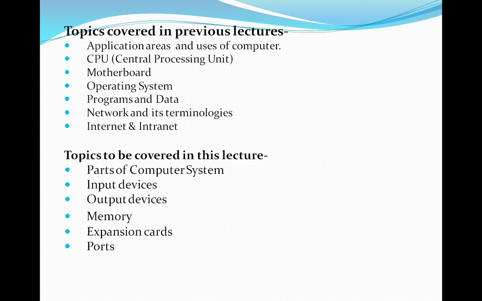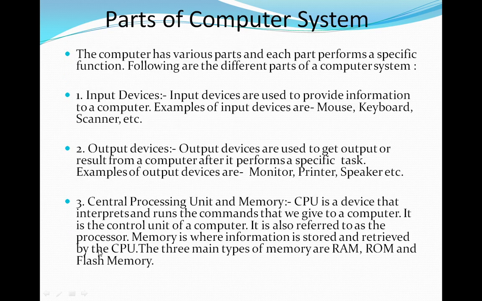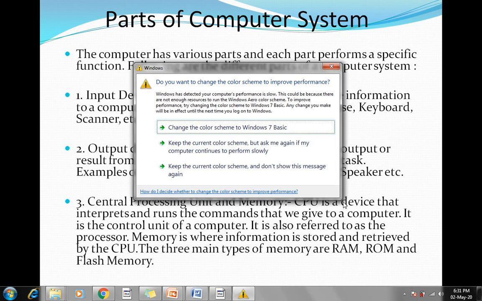In this lecture we are going to cover parts of a computer system: input devices, output devices, memory, expansion card and ports. As we all know, a computer has various parts, and these parts are categorized into three main parts. First of all, the first one is input devices. Input devices are those devices which are used to provide information or instructions to a computer system, and examples of input devices are mouse, keyboard, scanner, etc.